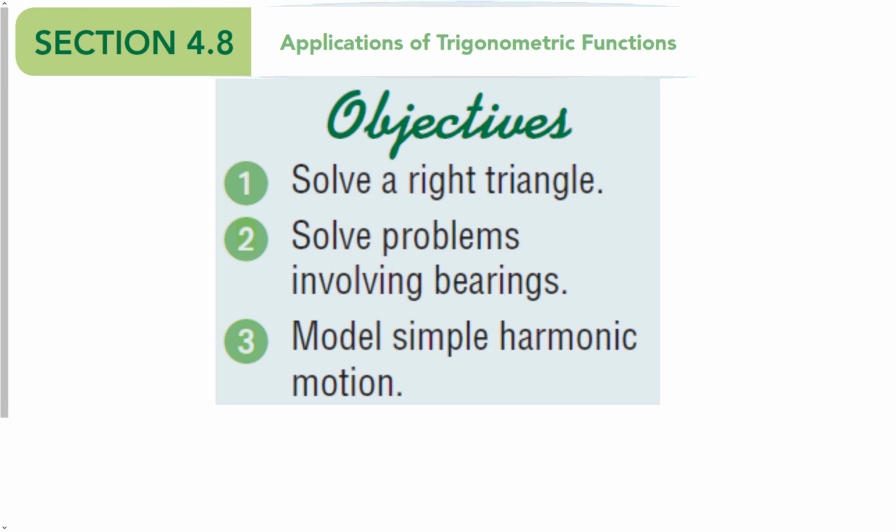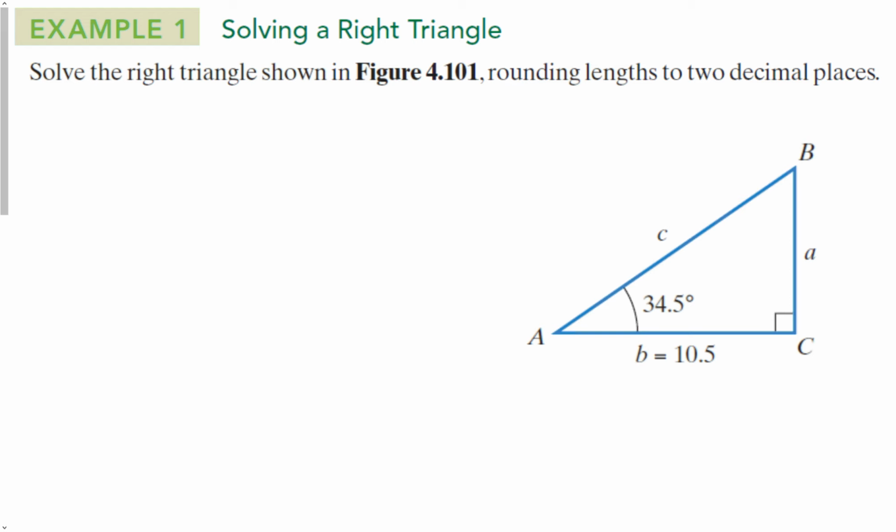Today, we are going to cover section 4.8, Applications of Trigonometric Functions. Our objectives for this section are to solve a right triangle, to solve problems involving bearings and nautical measures, and finally to model simple harmonic motion. All right, so the first thing we're going to talk about is solving a right triangle.